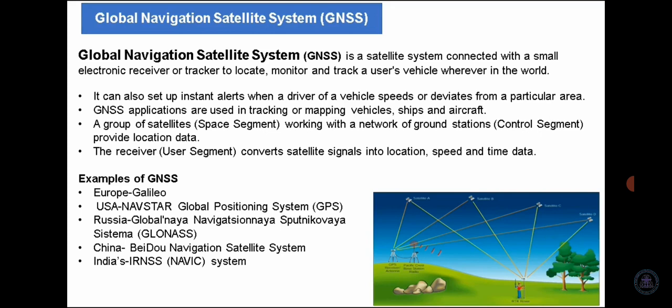GNSS applications are used in tracking or mapping vehicles, ships and aircraft. A group of satellites working with a network of ground stations provide location data. Examples of GNSS: Europe's Galileo, USA's Navstar Global Positioning System, Russia's Global Navigation Satellite System (GLONASS), China's BeiDou Navigation Satellite System, India's IRNSS system.